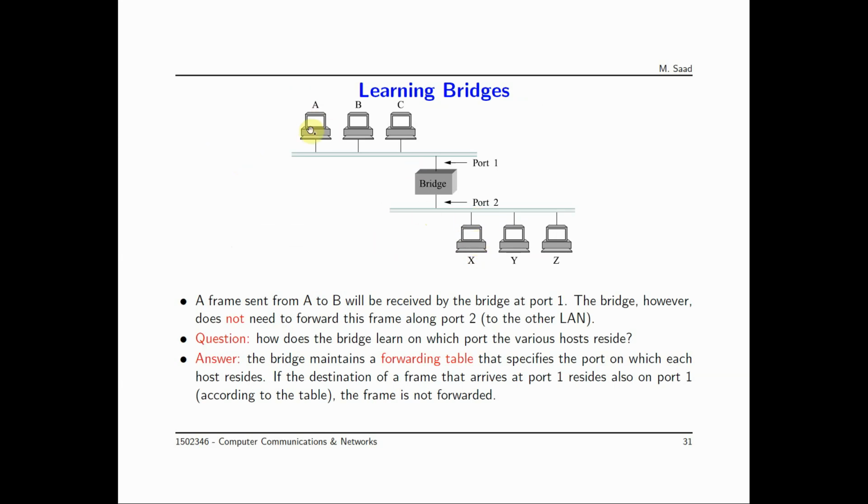We finished the transmission from A to B. Imagine X now wants to send to A. So this frame will travel through the bottom LAN, which means it is automatically received by Y and Z, and by the bridge also, from port number 2. So the bridge will check the destination, which is Y in this case, because X is sending to Y.